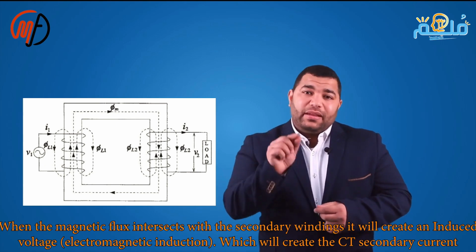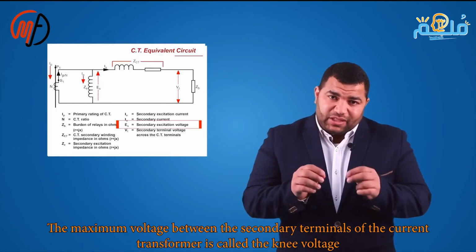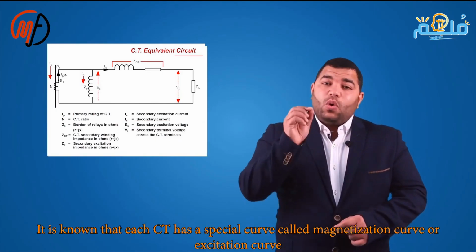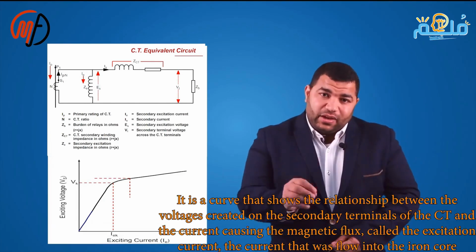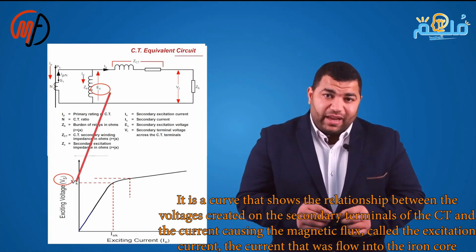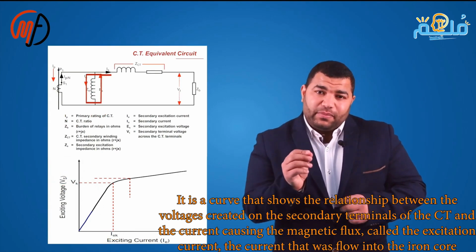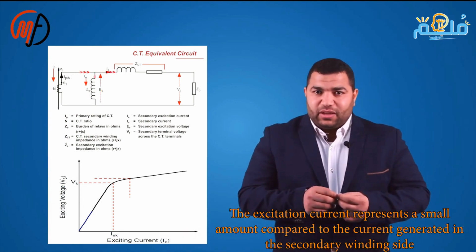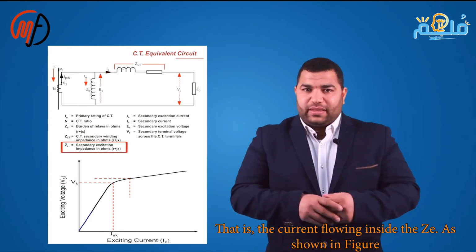The maximum voltage at the current transformer is the knee point voltage. Each current transformer has a unique magnetization curve showing the relationship between voltage and excitation current. This current drawn within the core is a small part of the secondary current. On the magnetization curve, there's a knee point. It is a curve that shows the relationship between the voltage generated at the terminals of the secondary winding and the current that causes the flux, known as the excitation current. This is the current drawn within the core, and it represents a small part of the current generated on the secondary side, as shown in the diagram.